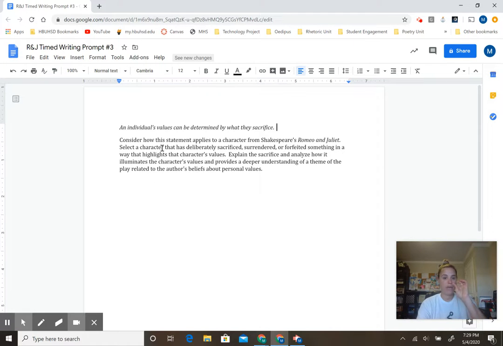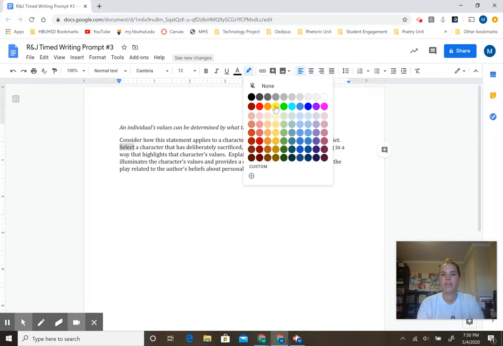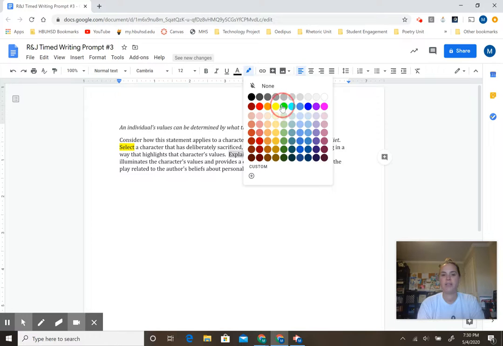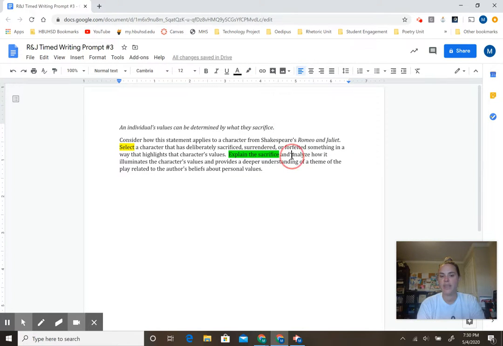So we're going to consider how that statement applies to a character from Romeo and Juliet. So you pick who you want, someone who's sacrificed, surrendered, or forfeited. The first thing we're going to do is select. There's a verb there. And then we're going to explain the sacrifice. This is the evidence that the prompt wants us to focus on. And then we're going to analyze how it illuminates the values. So here's what they sacrificed, and here is what it tells us about what they value.